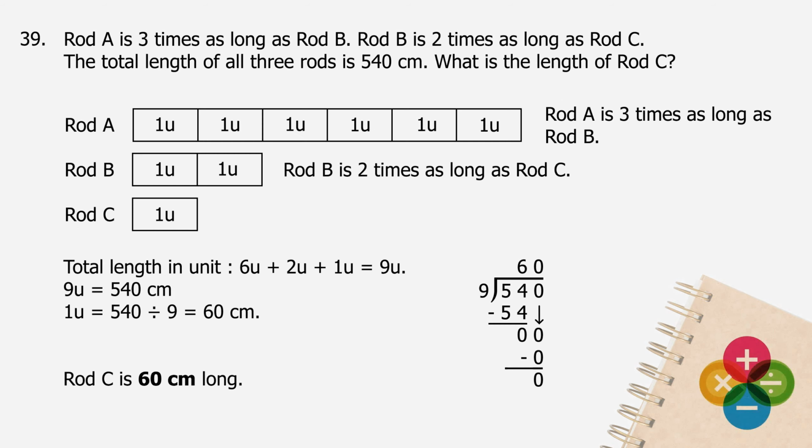The total length in units will be, add 6 units to 2 units, and to 1 unit, and the sum is 9 units. 9 units is equal to 540 cm. 1 unit will be, divide 540 by 9, and the quotient is 60 cm. Rod C is 60 cm long.